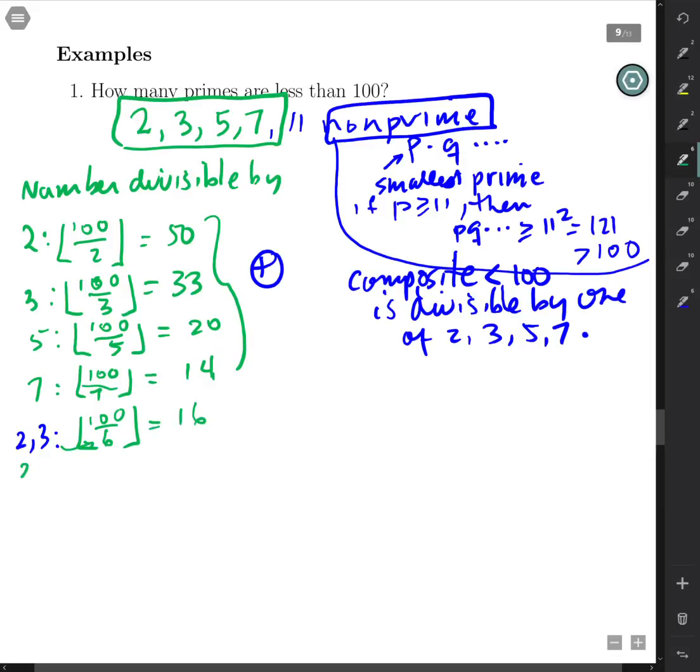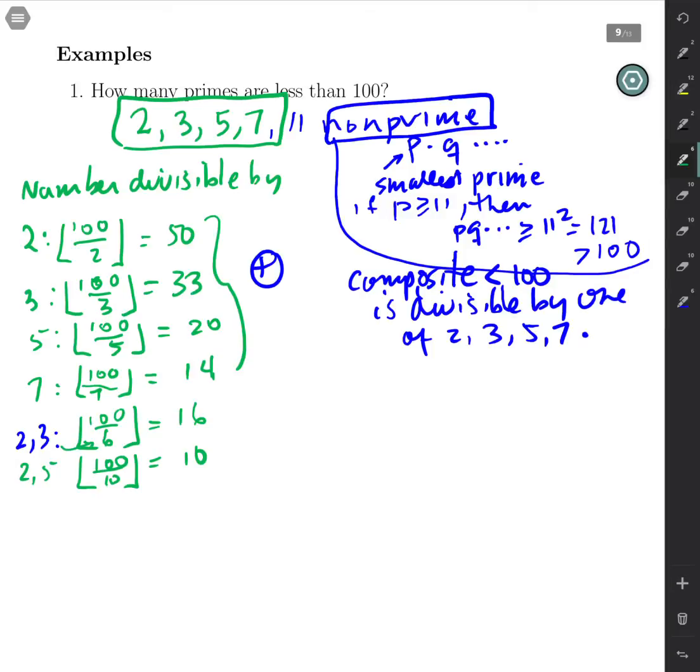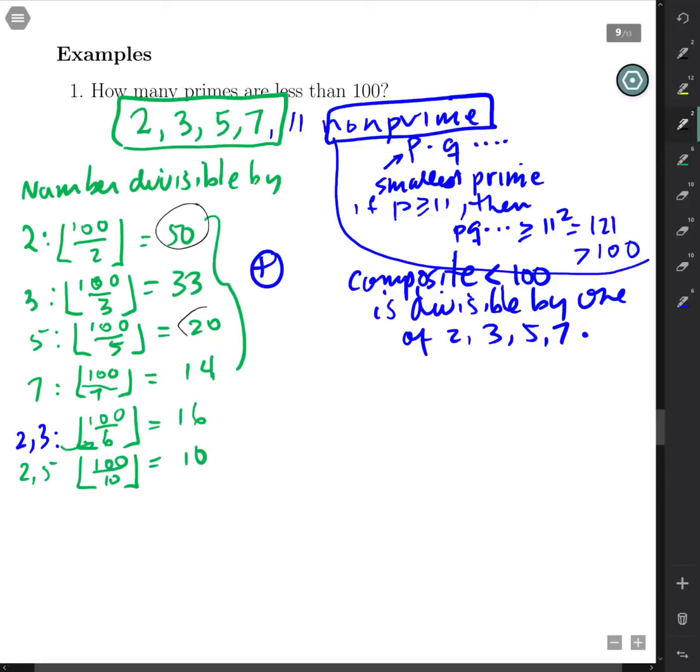And then 2 and 5, that'll be 100 divided by 10, and there's 10 of those numbers. So there's 10 of them divided by both 2 and 5, and of course those are counted both here and here. So there's 10 double counted here. And then we'll take 2 and 7, and that's 14. When we multiply 2 and 7, so 100 divided by 14, take the floor function, that's 7.